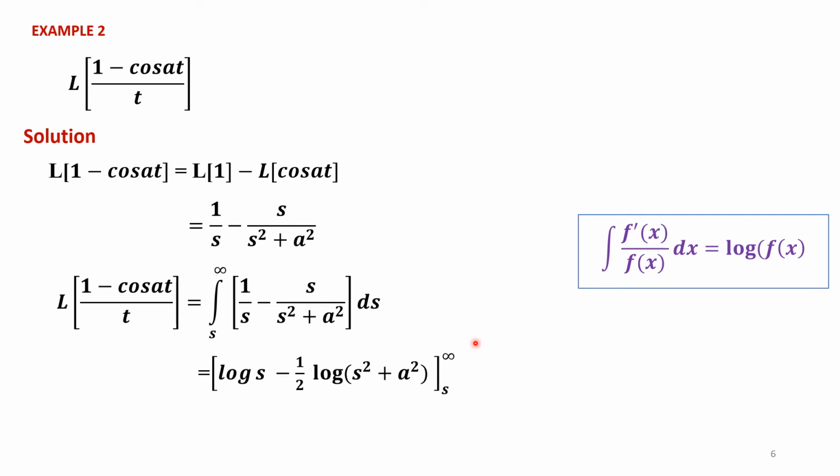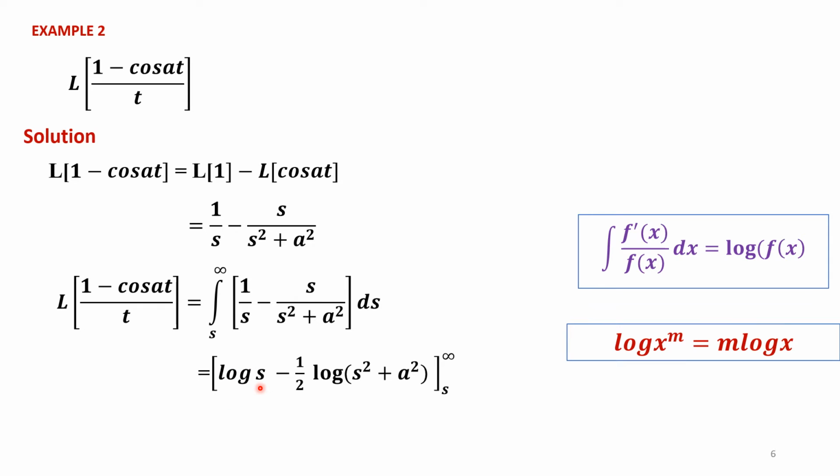Okay, to apply the upper limit, we need to combine these log functions. Now we cannot combine the log functions as it is, because here the coefficient of log s is 1 and here the coefficient of log of s square plus a square is 1 by 2. So what we are going to do is write this log s also in terms of 1 by 2 log something.